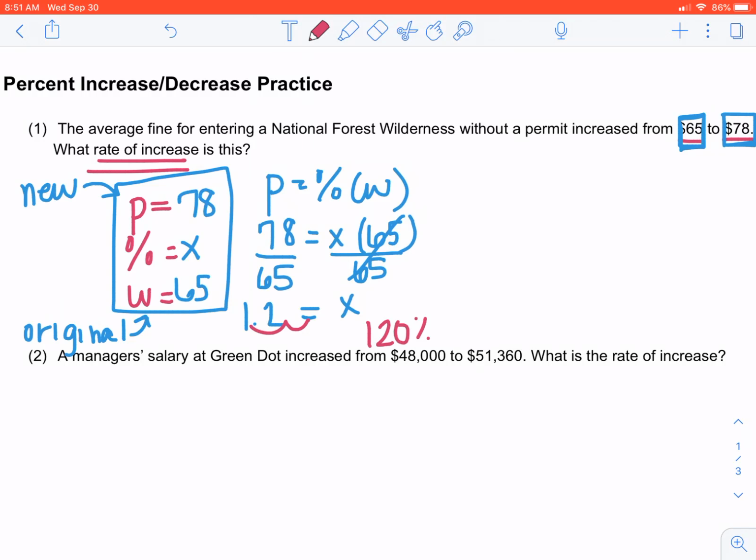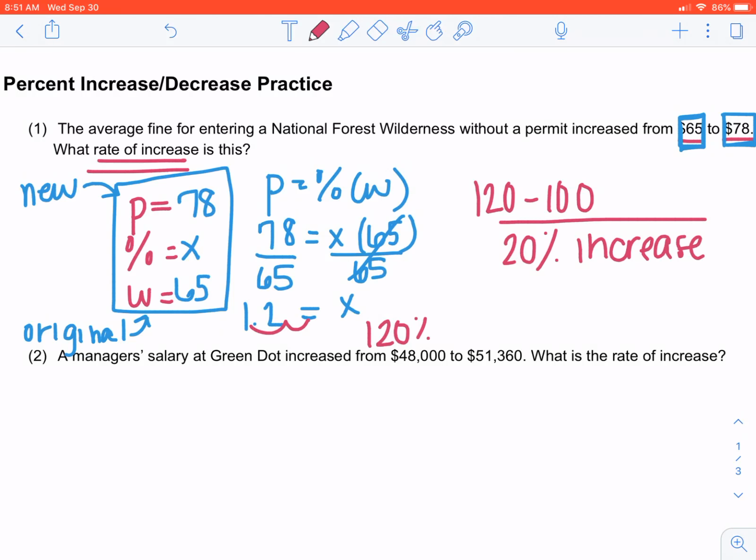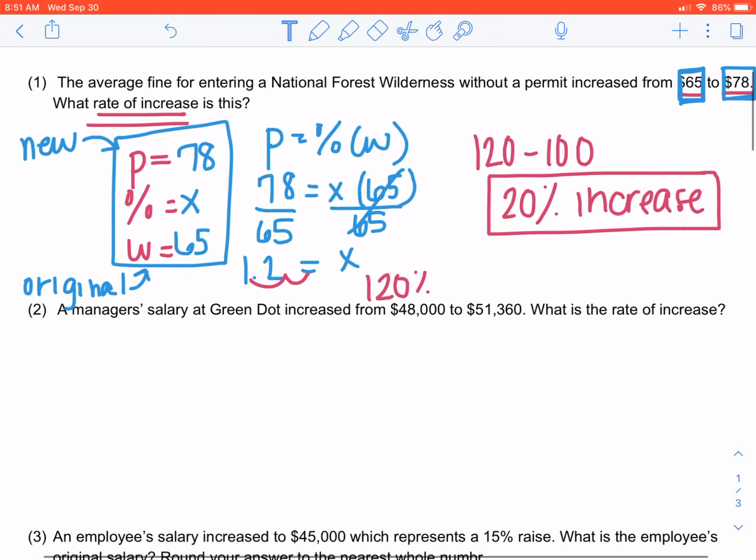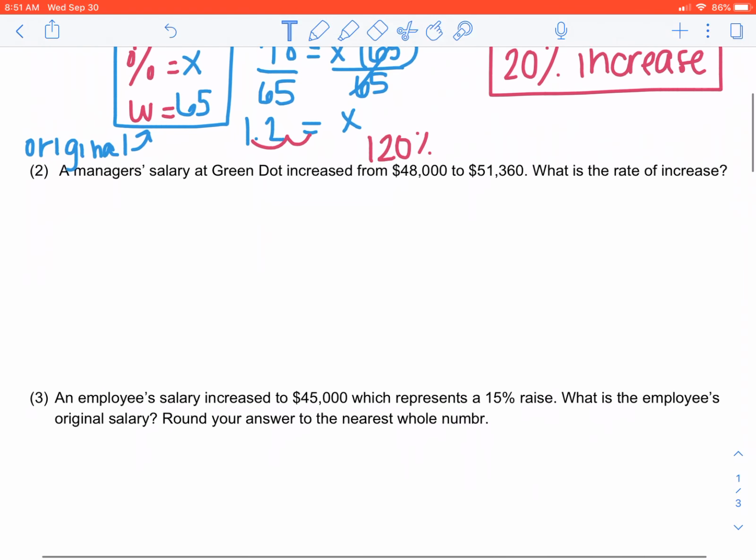If we start at 100%, that's what our starting rate is, then now we are at 120. That's an increase of 20%, and you can find that by just subtracting. So 120 minus 100 is 20%, and just make sure you write that it's an increase. It's going up. If it's above 100, it's going to go up, increase. And that is your answer. All right, so number 2.